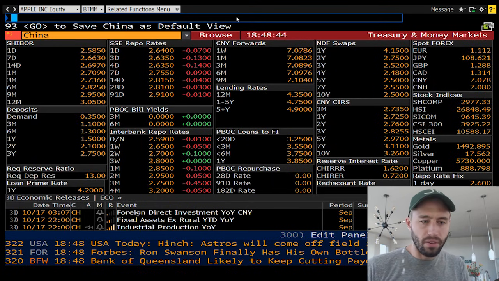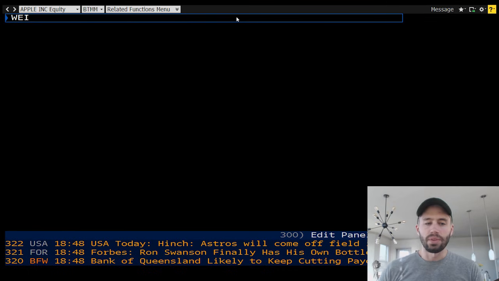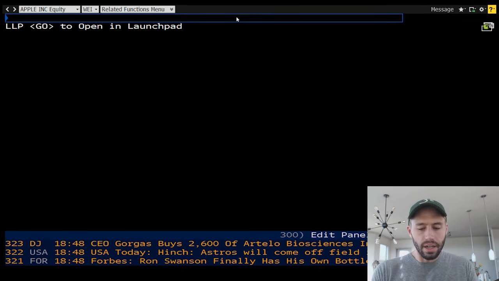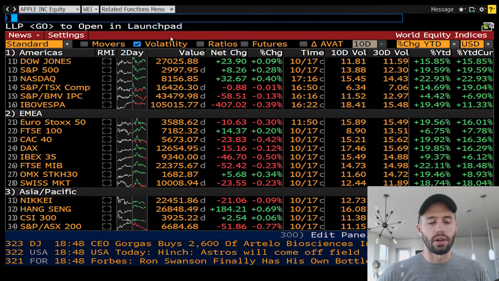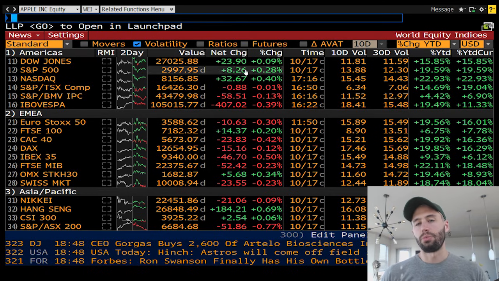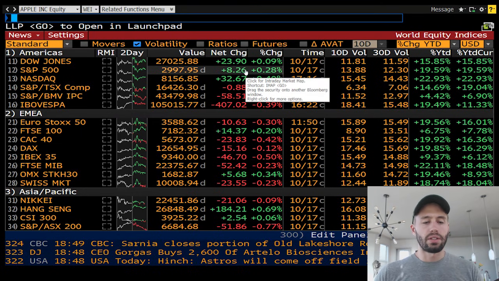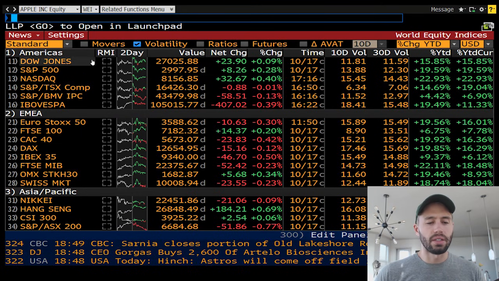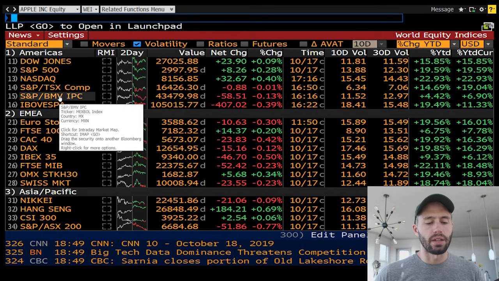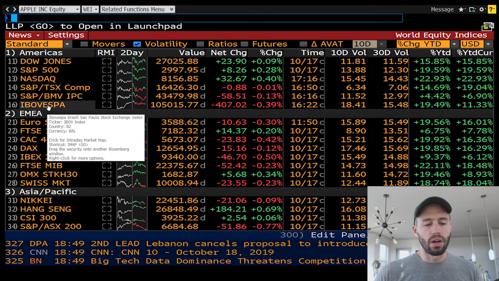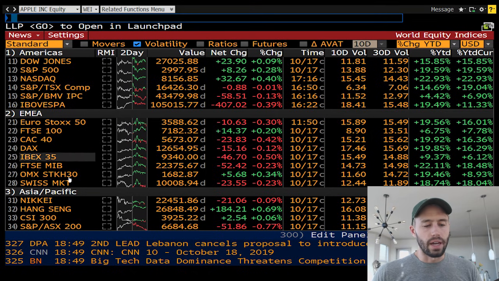The next one is one of my favorites, and that's WEI, which stands for World Equity Index. And once it pulls up here, you guys can see that it has all of the stats for equity indices around the world. And so we get this, Americas, Europe, and Asia, and you don't just get US. So a lot of platforms out there are US focused. This thing has everything: Dow, S&P, NASDAQ, Canada, we have Mexico, and we have Brazil. And then we go through all of the different European indices and the Asian indices.